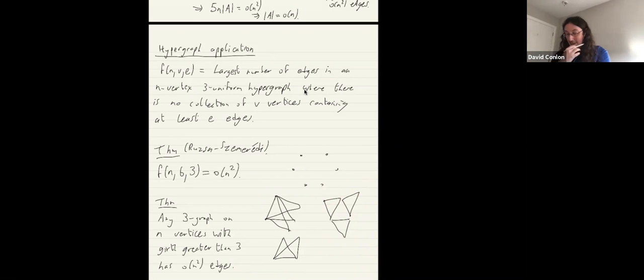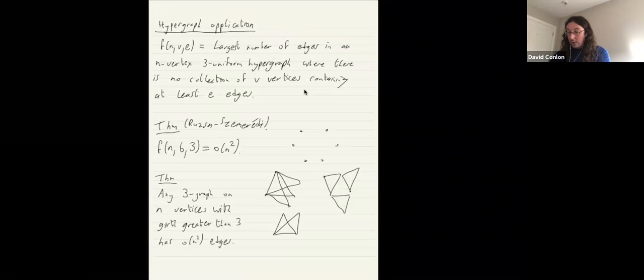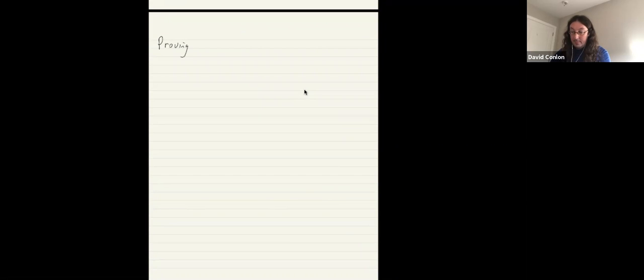Okay. So there are actually lots of other applications of the triangle removal lemma. It crops up in lots of different places in Ramsey theory and extremal graph theory and so forth. But let me just say a little bit about how one actually goes about proving this. If you're trying to prove the removal lemma, you usually need 2 things. So one is what's called a regularity lemma.